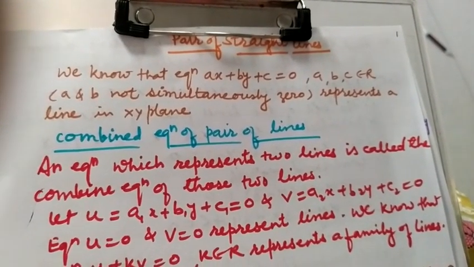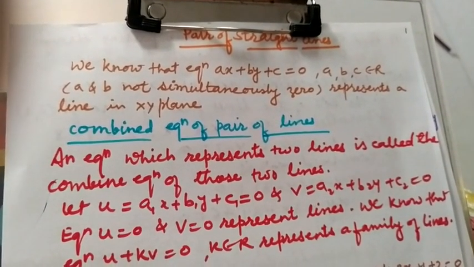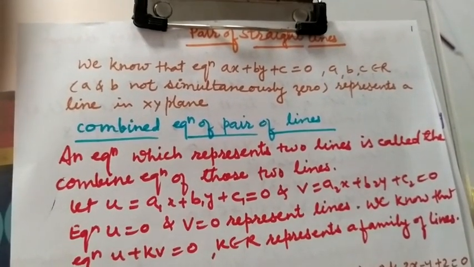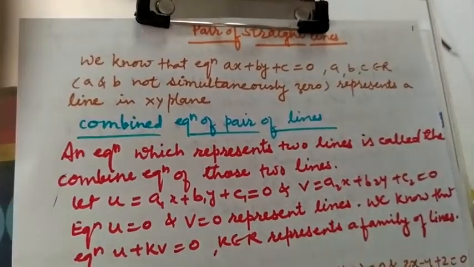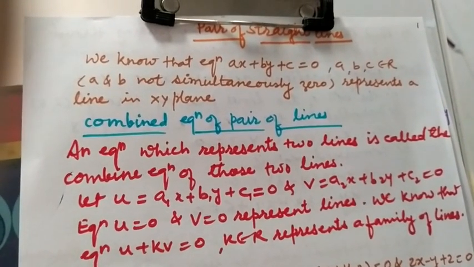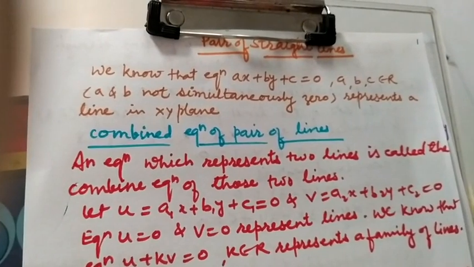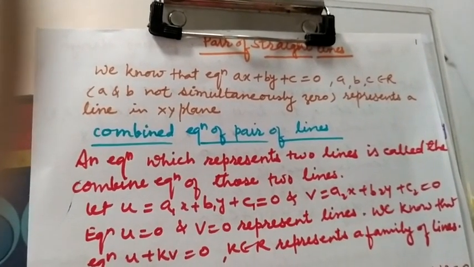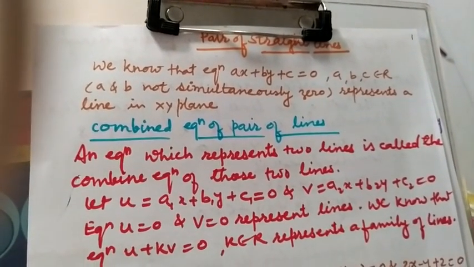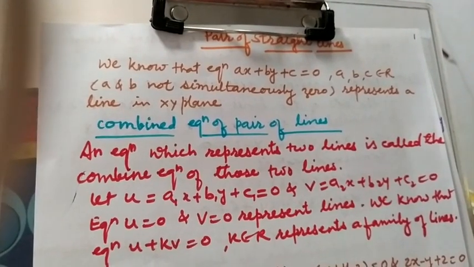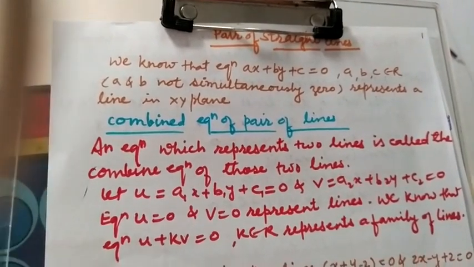We know that the equation ax plus by plus c is equal to 0, where a, b, c belong to R, a and b not 0 simultaneously, represents a line in the xy plane. We already learnt different forms of equations of a line in 11th standard. Now in this 12th standard, let us study two lines simultaneously. For this we need the concept of combined lines.